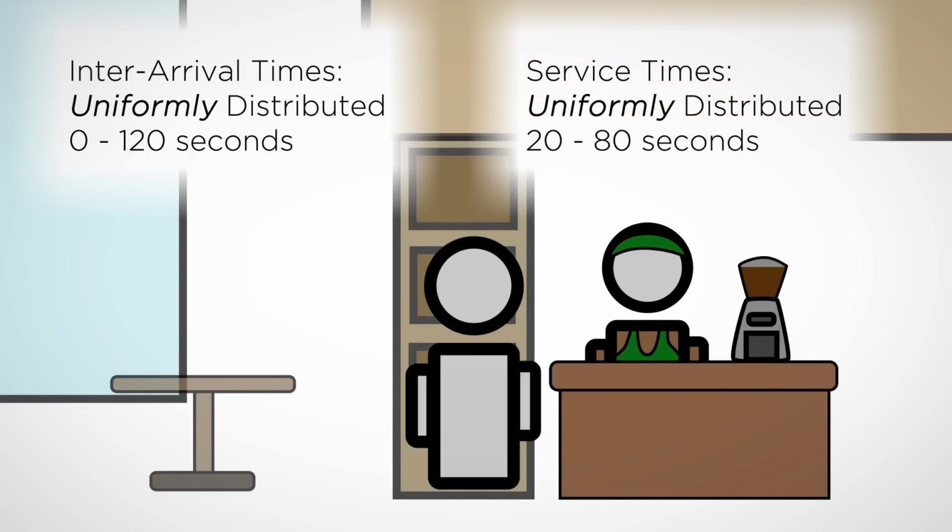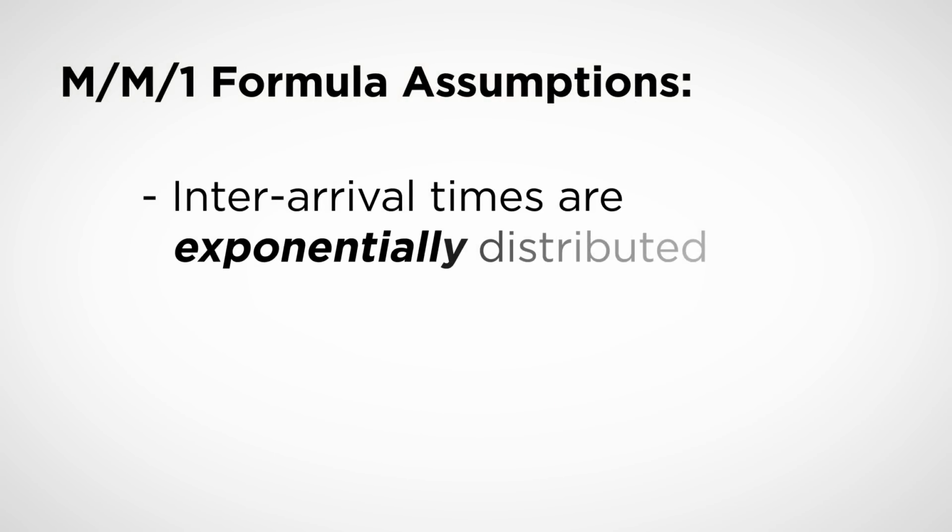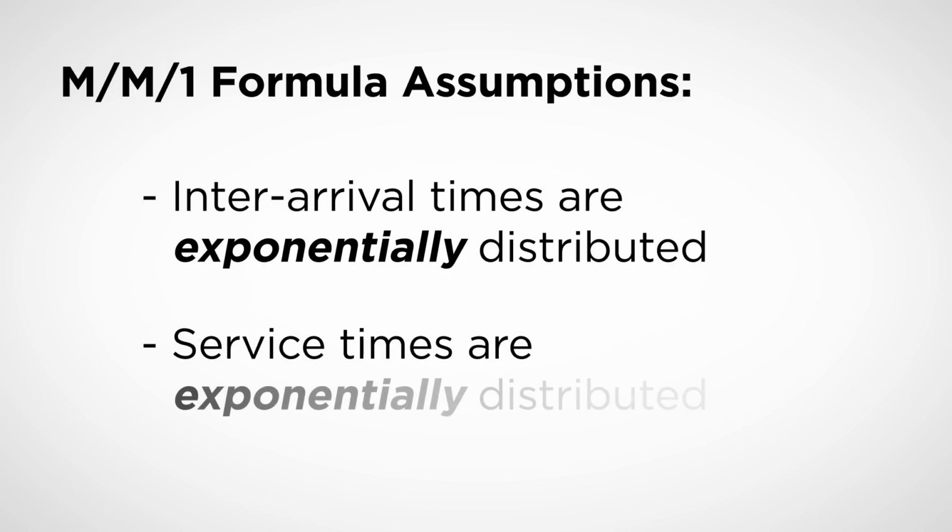The M/M/1 formula has two important assumptions in there. The first one is that the inter-arrival times are exponentially distributed, not uniformly distributed. And the second one is that the service times are exponentially distributed, not uniformly distributed. So neither of these distributions satisfy the assumption of the M/M/1 formula. So you can't quite use the M/M/1 formula. You're going to get a wrong answer if you do that.